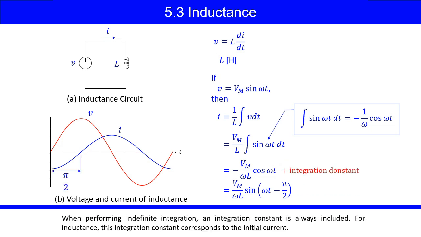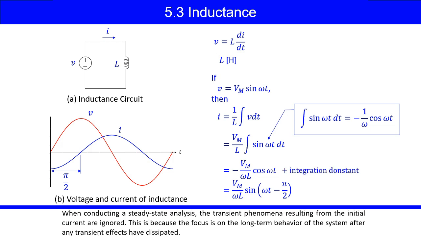When performing indefinite integration, an integration constant is always included. For inductance, this integration constant corresponds to the initial current. When conducting a steady-state analysis, the transient phenomena resulting from the initial current are ignored. This is because the focus is on the long-term behavior of the system, after any transient effects have dissipated.